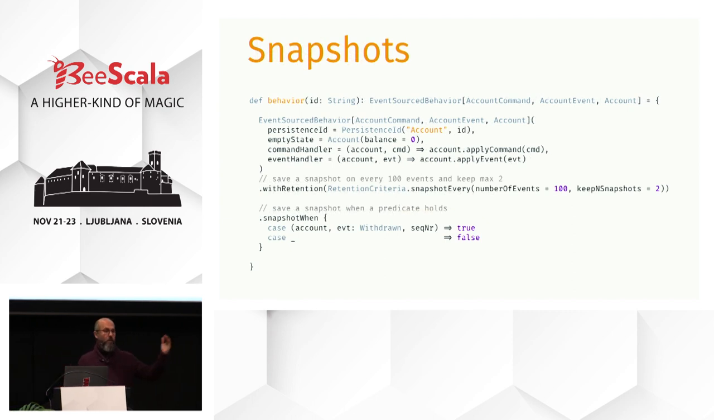Or I can define what snapshot strategies I want. There are two ways, and you can use both. One is by counting: I want a snapshot every 100 events, or when a predicate holds. I have a function from the current state, the event that just came in, and the sequence number in the journal, and then you decide whether you want to save a snapshot at that moment, yes or no. You can use both strategies, and you'll be saving a snapshot every 100 events, but also when that condition holds, for instance.